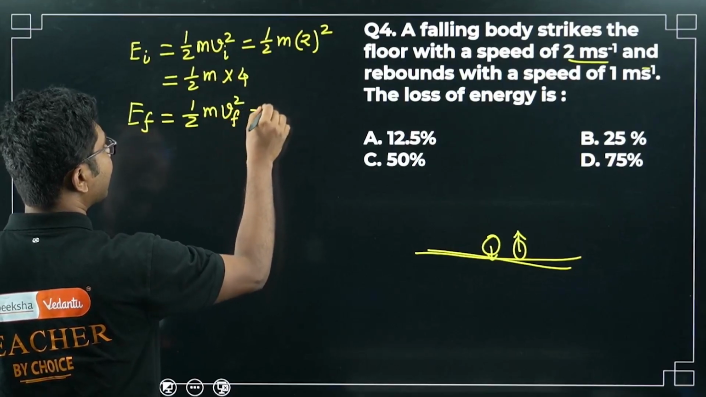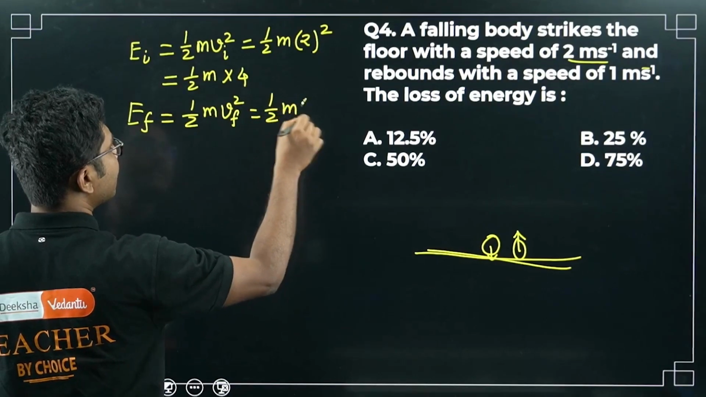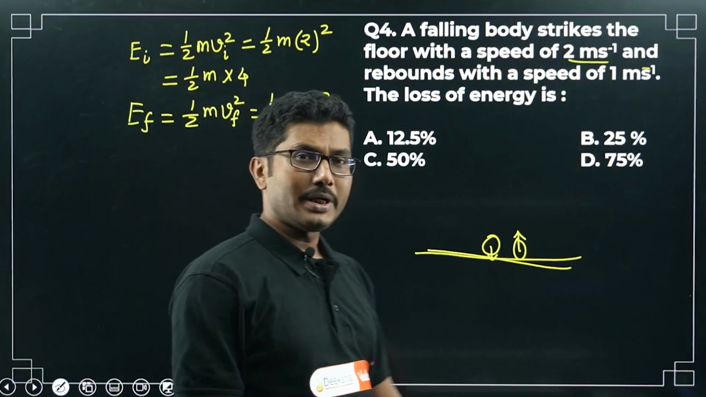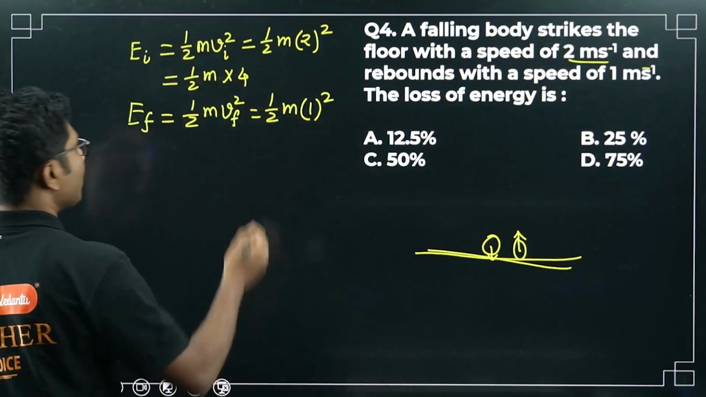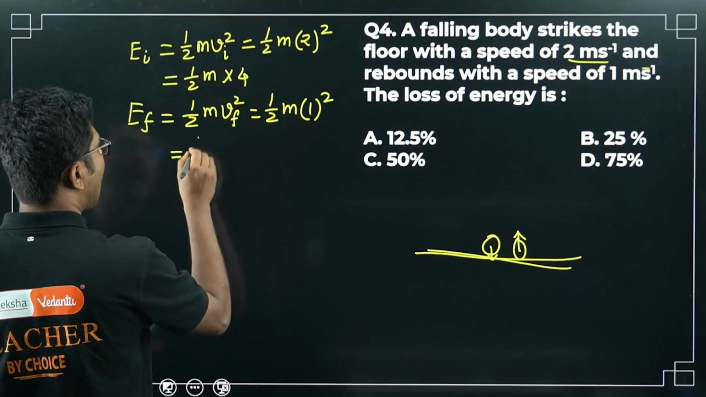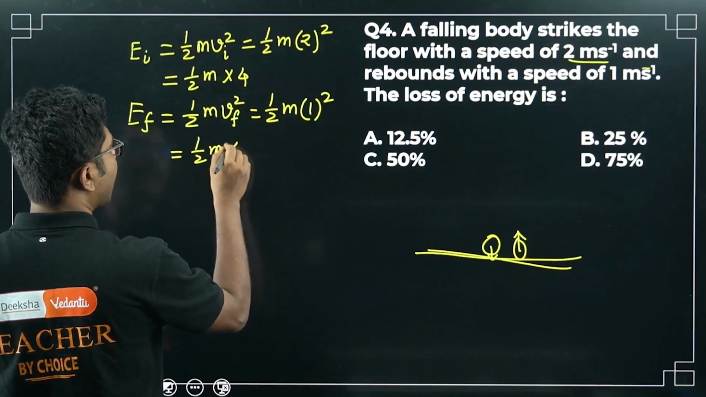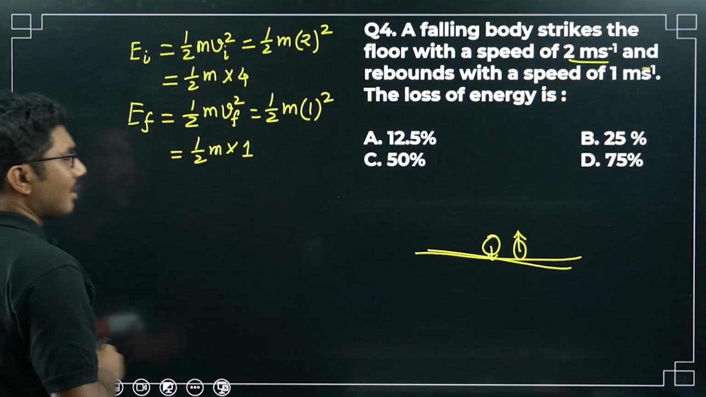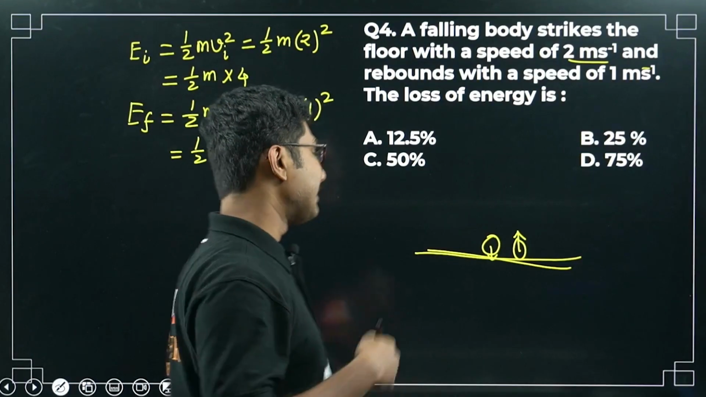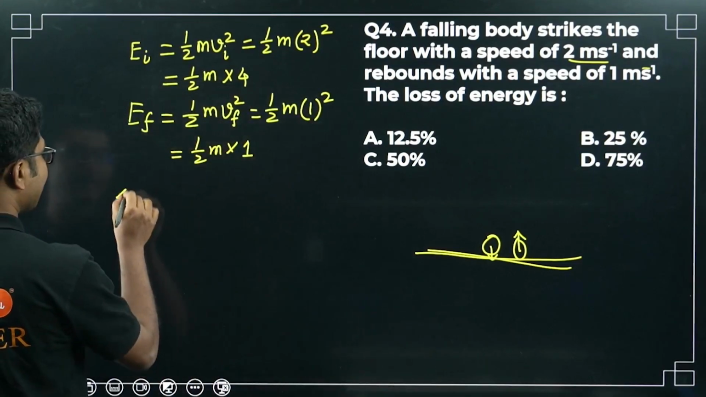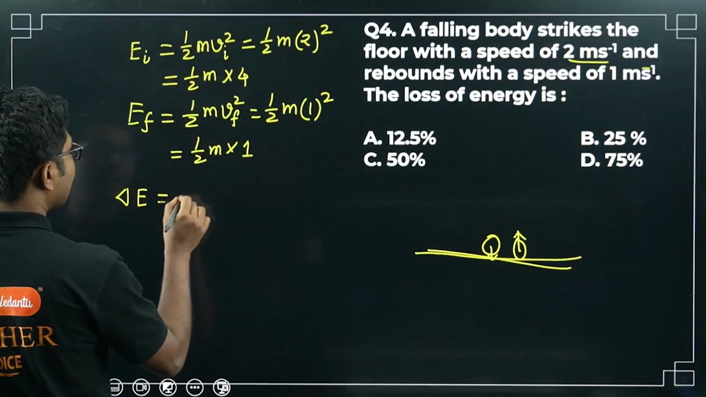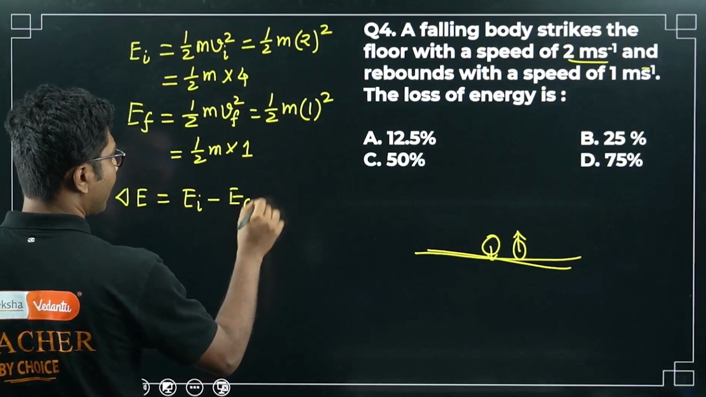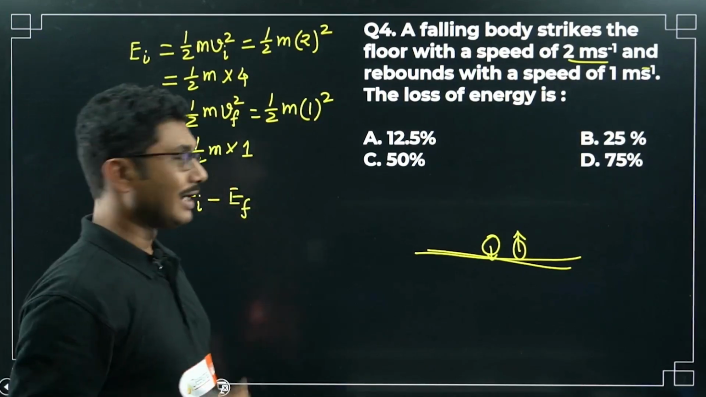What is the final kinetic energy? The final speed is 1, so if you put that you will get half m times 1. Now what is the change in the kinetic energy, or change in the energy? Change in the energy is simply delta E, that is E i minus E f. So this is the change in the energy.